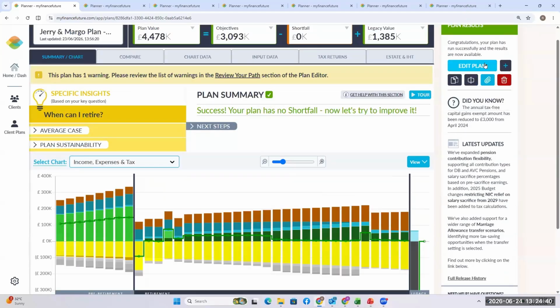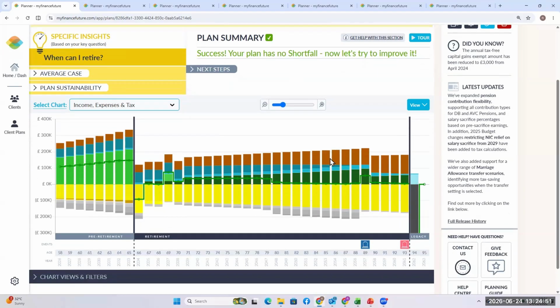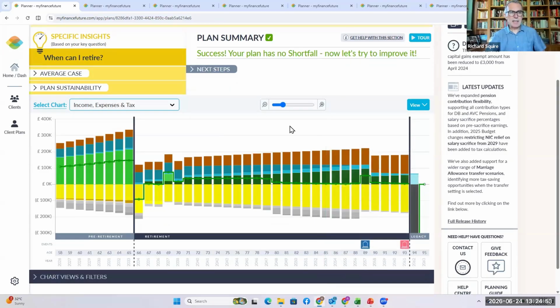Richard, we just had a comment in the chat. Could you just spend an extra minute covering the full scope of this particular chart, please? I know we're focusing on the tax elements, but sure. Yeah, absolutely.